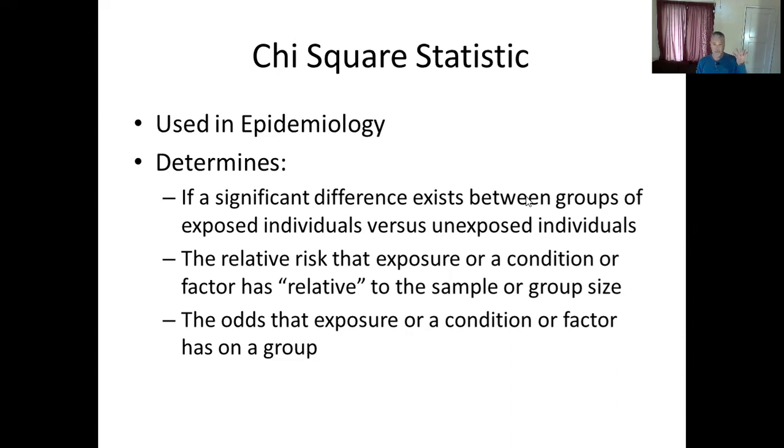So first of all, we can determine if there's a difference between those two groups. Secondly, we can determine the relative risk that that exposure or condition or factor has relative to the sample size or the group size, okay? Sometimes you have different sizes of groups when you're looking at infected populations versus uninfected populations. So the chi-square statistic has the capability of determining the relative risk. So it takes out the potential bias that a large group might have versus a small group.